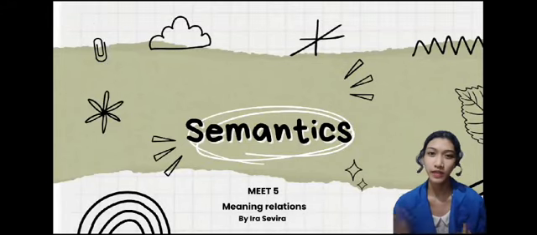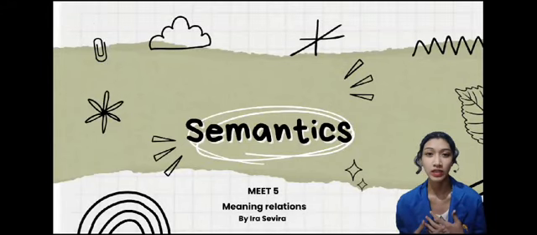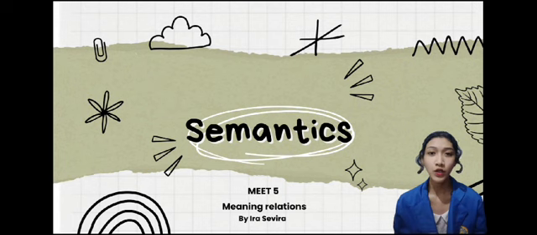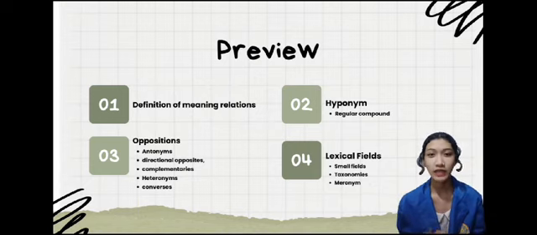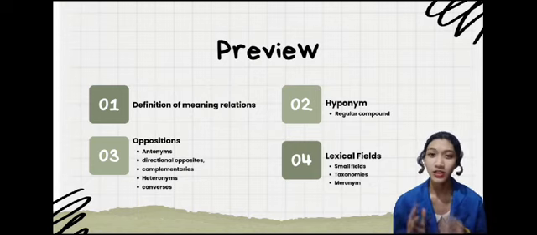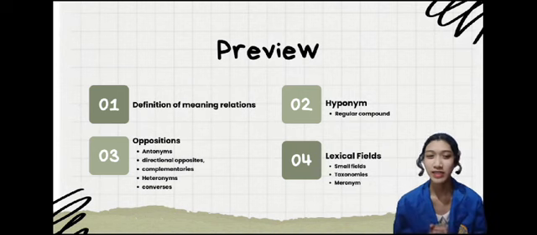Hi everyone, in this video I will present about meaning relation in semantics. Here we got a preview. First, we'll talk about the definition of meaning relation. 2. Hyponym. 3. Opposition. And the last is lexical fields. So let's dive into it.